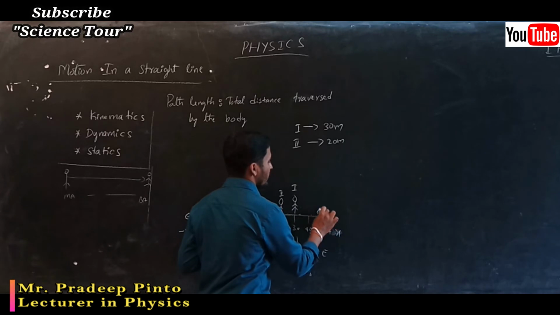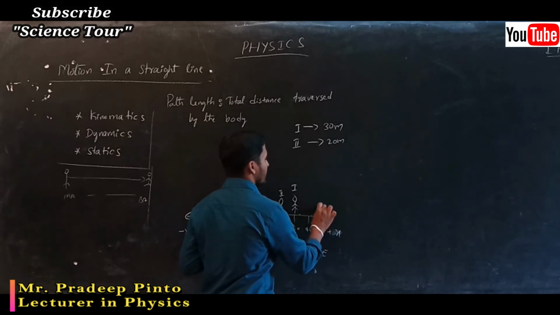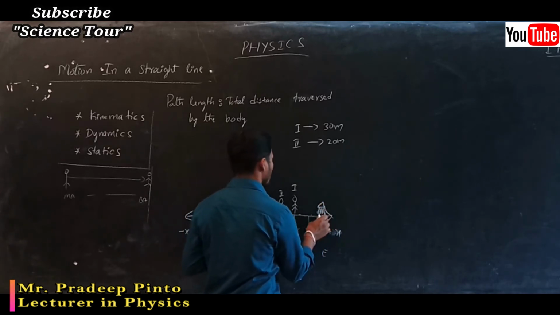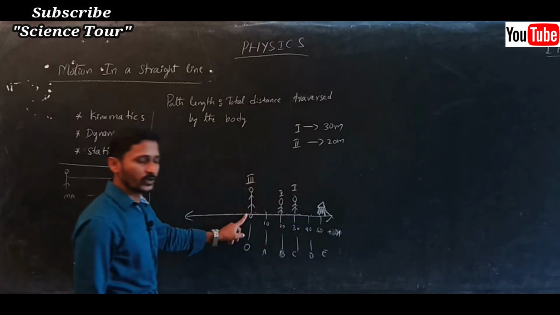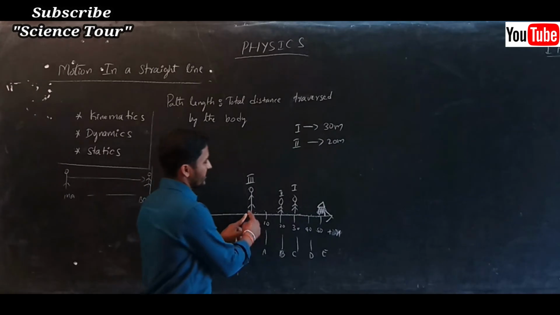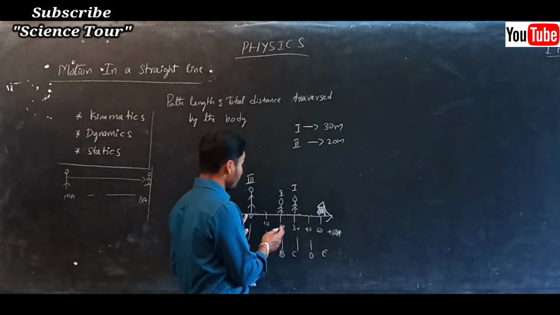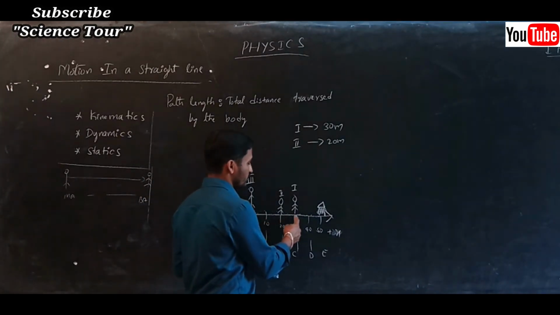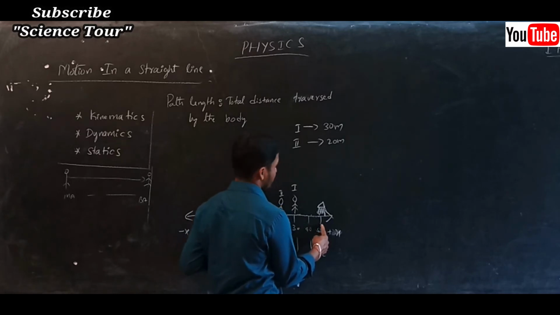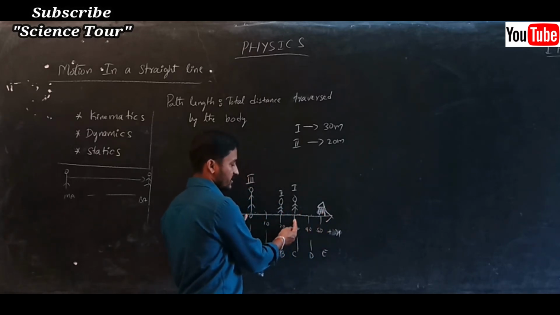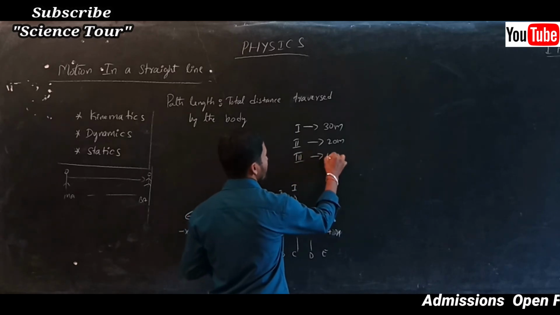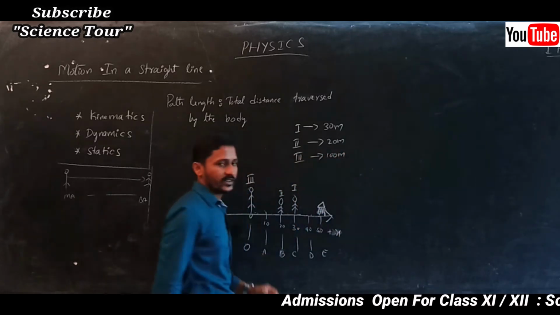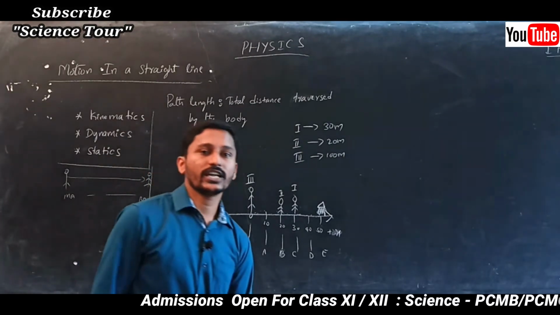Okay, from home, the person goes to the market, takes some vegetables and all those things, and comes back here. That is the third scenario. What would be the path length? It is the total distance travelled by the object. 1, 2, 3, 4, 5 means 50 meters, 60, 70, 80, 90, 100. So in the third scenario, it is moving 100 meters in that way. That means it is the total length.